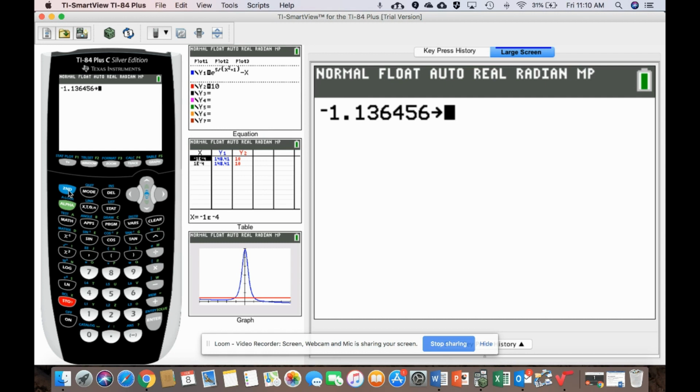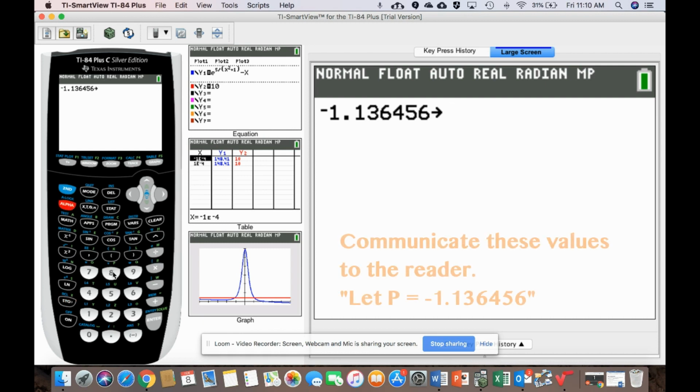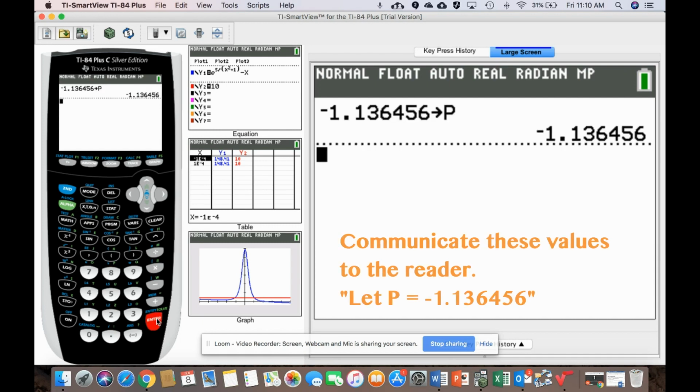Now, here's the key, right? I'm going to store it as my initials, so alpha P, enter. What I think is very important is students have to understand that if they are going to refer to these letters on their paper, they can't just say A to B or P to Q without telling the reader that they're doing that.